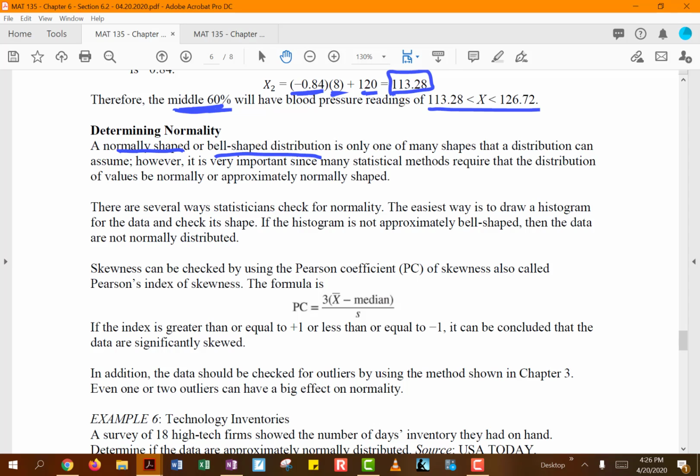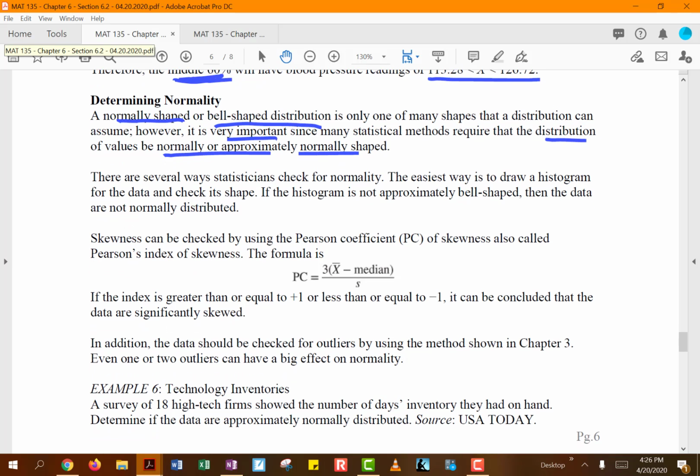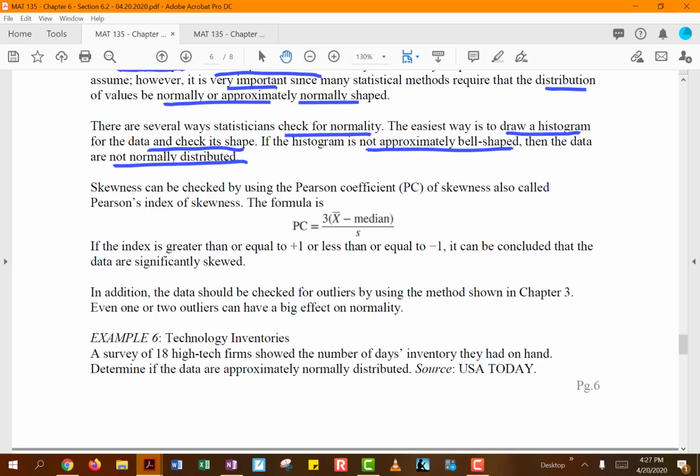So they are saying it is very important, since many statistical methods require that the distribution of values be normally or approximately normally shaped, we need to check for normality. So how do we check for normality? They're saying the easiest way is to draw a histogram and check what kind of shape it has. If the histogram is not approximately bell-shaped, then we would say the data is not normally distributed. The other thing we can do is to check for skewness.